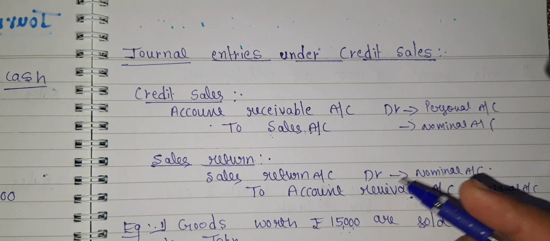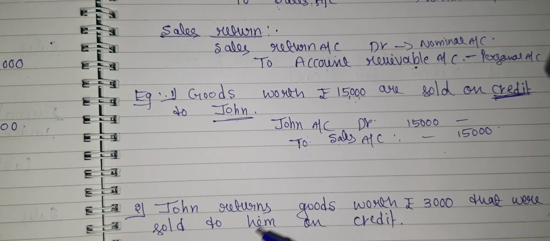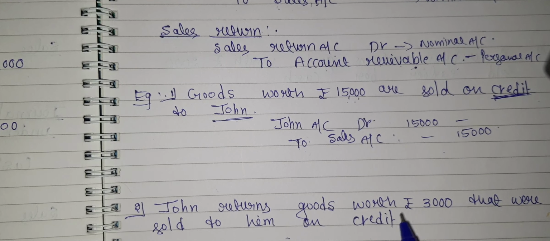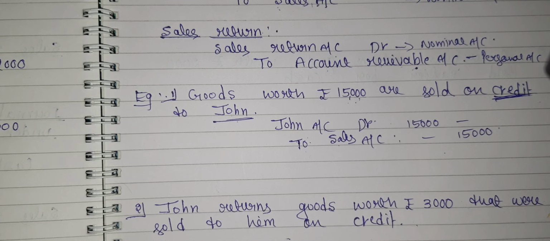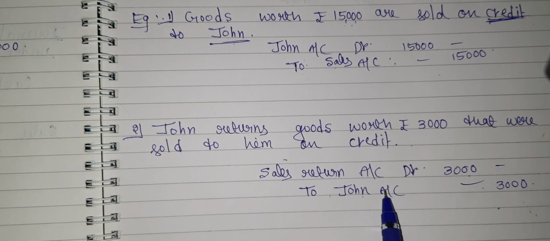Fine. Now next one, John returns goods worth rupees 3,000. Here John returns the goods that were sold to him on credit. Goods worth 15,000 are sold on credit to John, and in the second entry John returns goods worth rupees 3,000 that were sold to him on credit. Here we need to debit the sales return account. Sales return account debtor to John account.